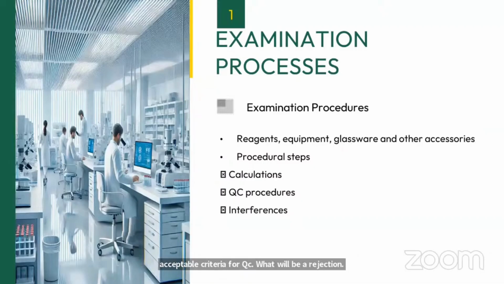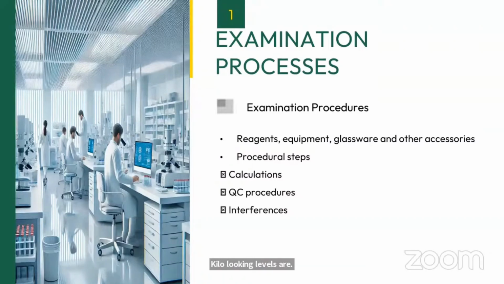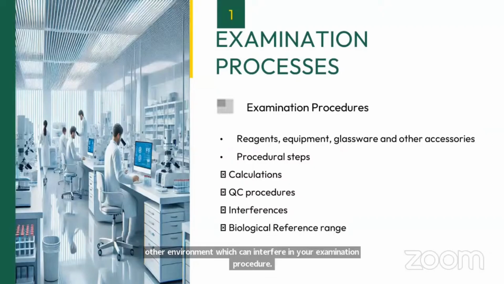Interferences: what other substances can interfere in your examination processes, such as hemoglobin levels or hemolysis, icterus, that is bilirubin concentration, lipemia, like high triglyceride concentration, or any other drugs, any other environmental factors which can interfere in your examination procedure. So all those interferences.